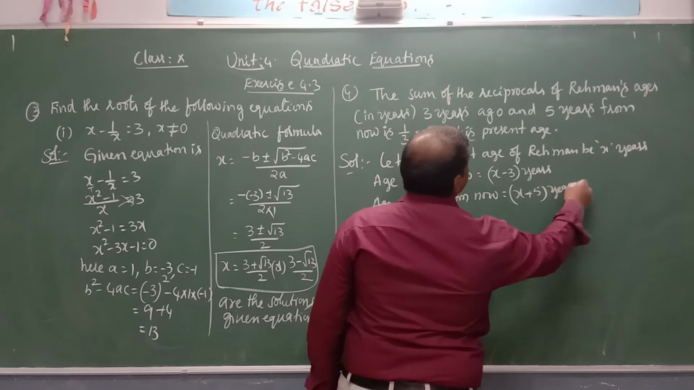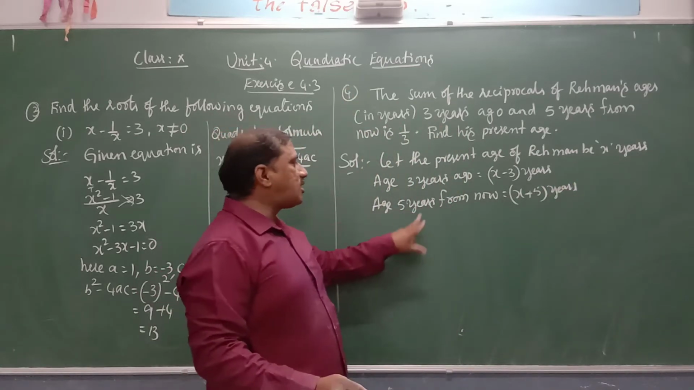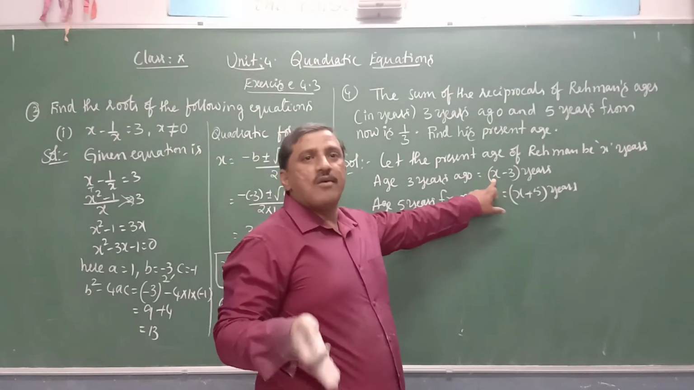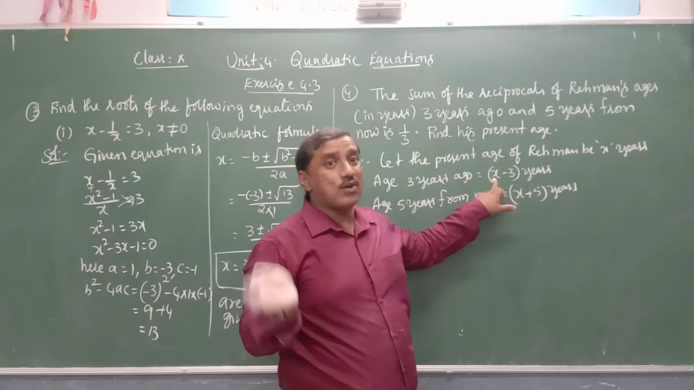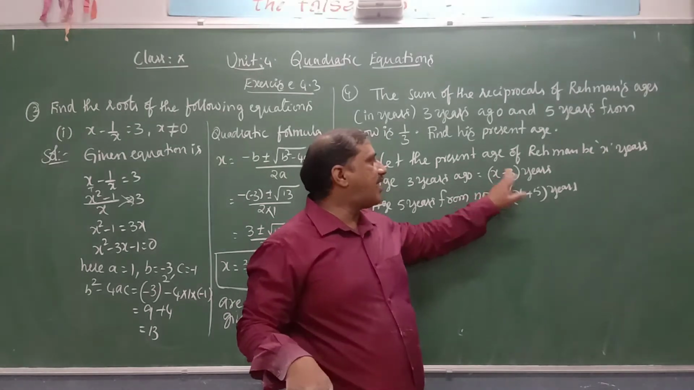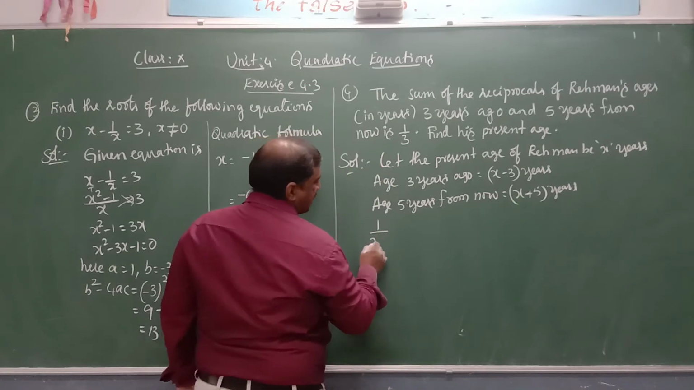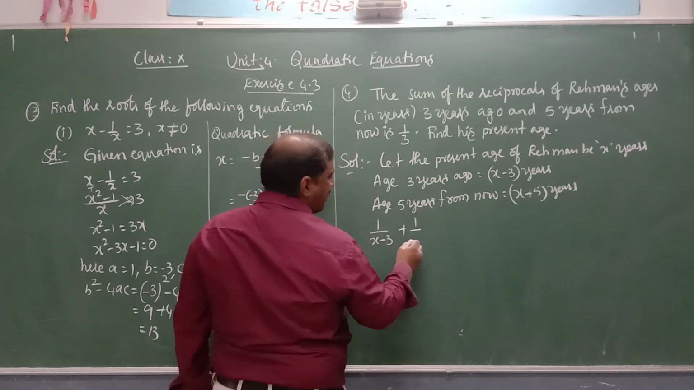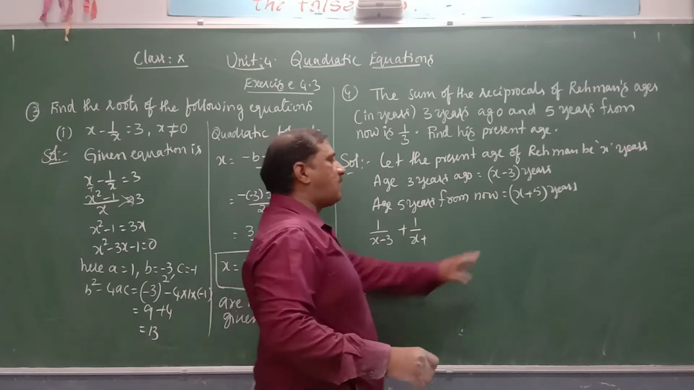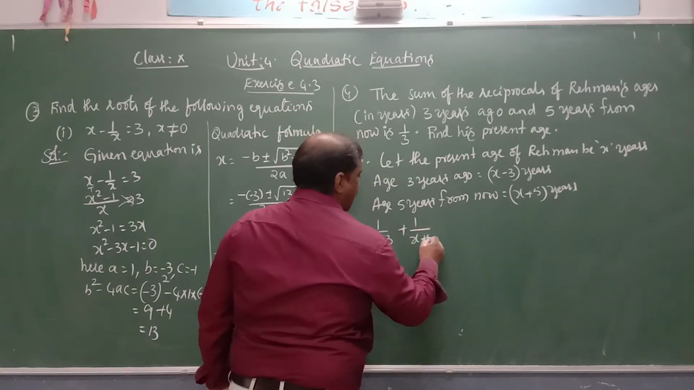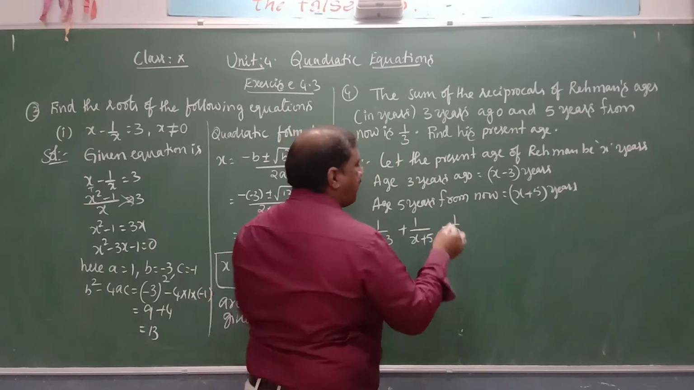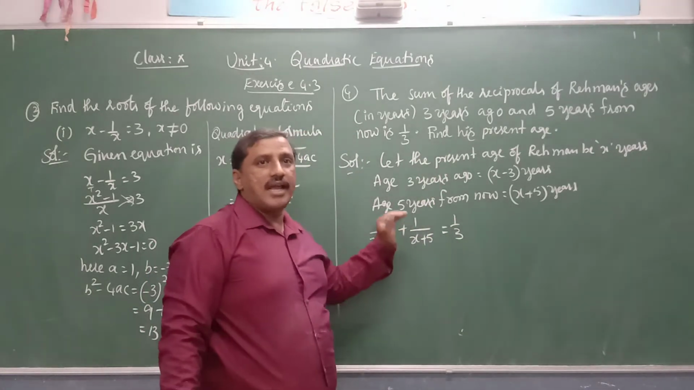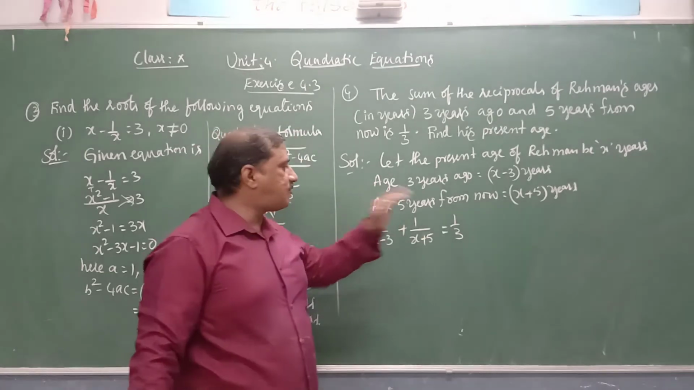Now what is the condition given? The sum of the reciprocals of these two ages. The reciprocal of 2 is 1 by 2, the reciprocal of 3 is 1 by 3. Similarly the reciprocal of x is 1 by x. Therefore the reciprocal of x minus 3 is 1 by x minus 3, plus the reciprocal of x plus 5 is 1 by x plus 5, equals 1 by 3. This 1 by 3 stands for the sum of the reciprocals in the two cases, that is before 3 years and after 5 years.